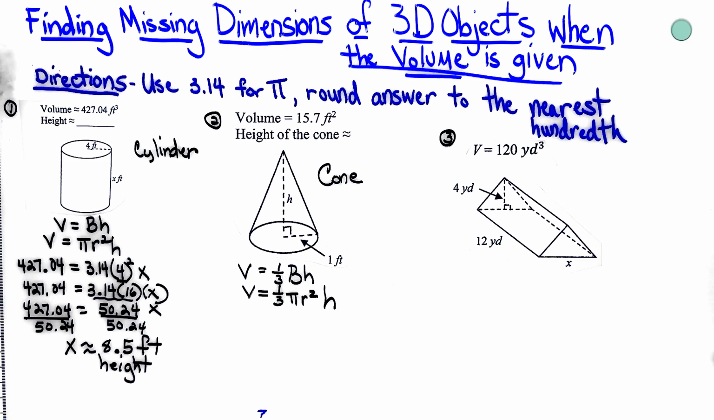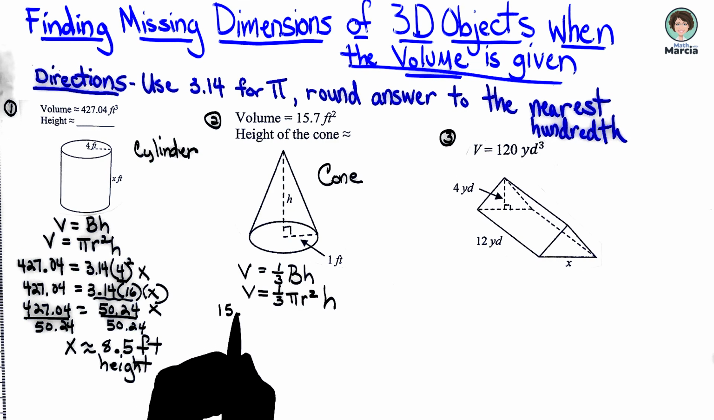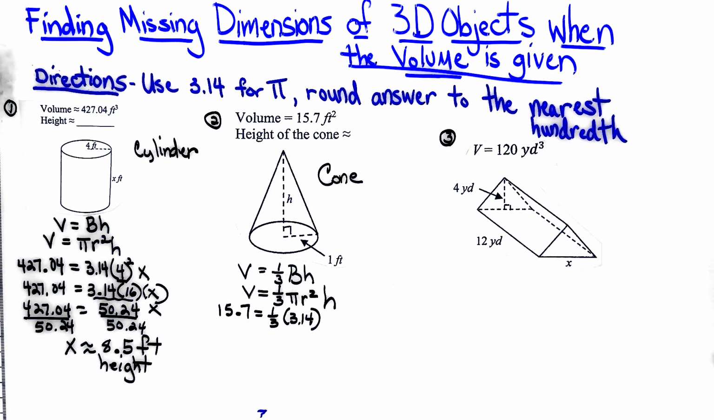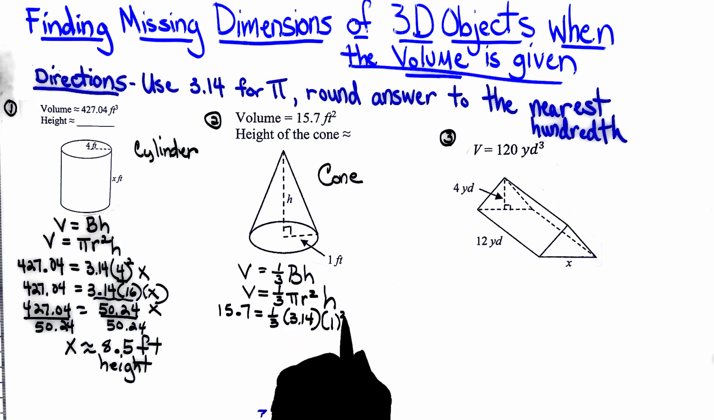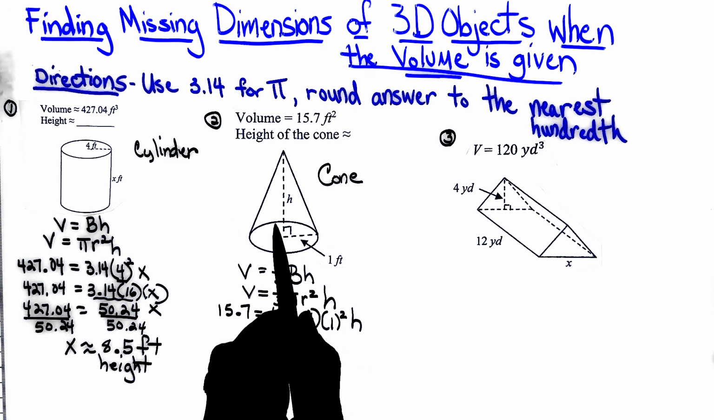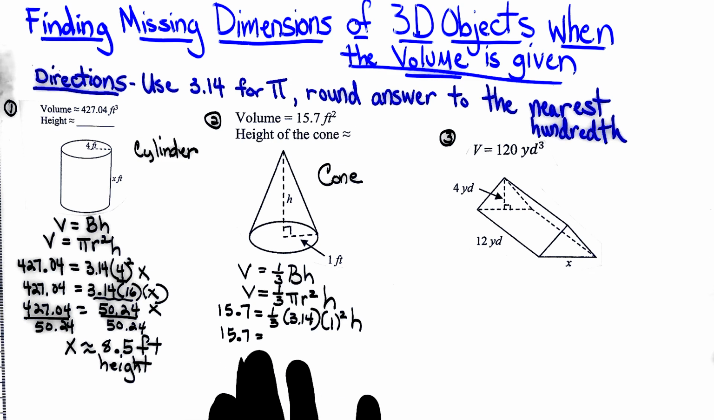Now we're finally ready to substitute in our values. So they gave us the volume. It's 15 7/10 is equal to 1/3 times 3.14 they asked us to use. The radius is a 1. So that's going to be pretty easy. And then we're going to go ahead and multiply. We have to make sure we put our height in for our h. So this is the height of the cone. All right, I'm just bringing my volume down again. And we know 1 squared is just 1.